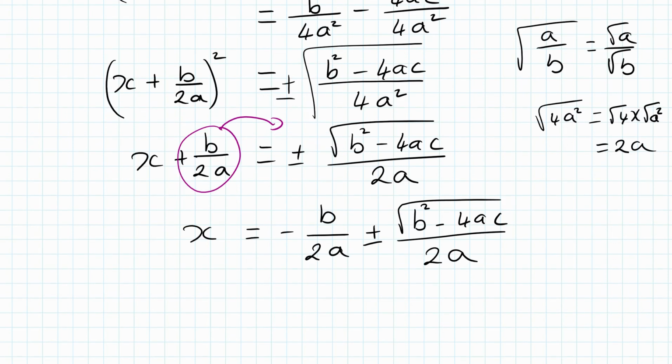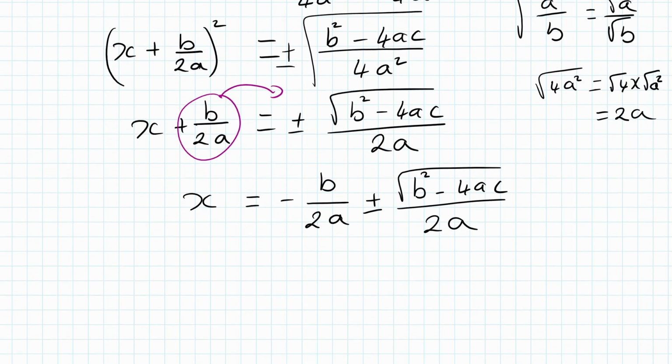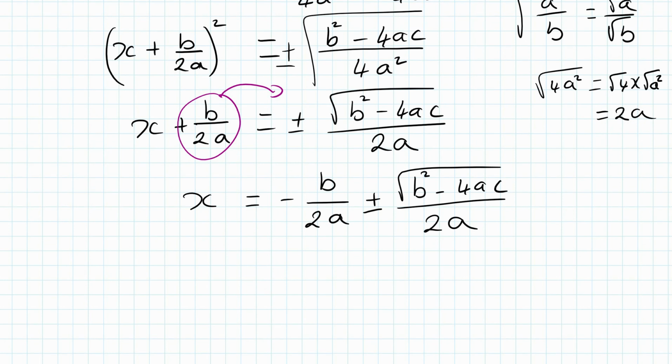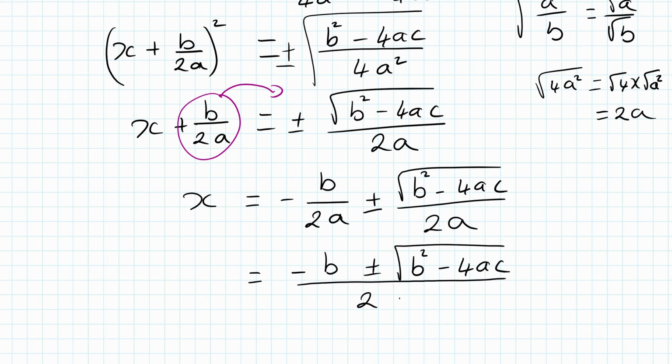But then they both have the same common denominator. So now I just write all in one term, which is equal to negative b plus or minus the square root of b squared minus 4ac, over 2a. So therefore x is equal to negative b plus or minus square root of b squared minus 4ac over 2a. So this is the quadratic formula.